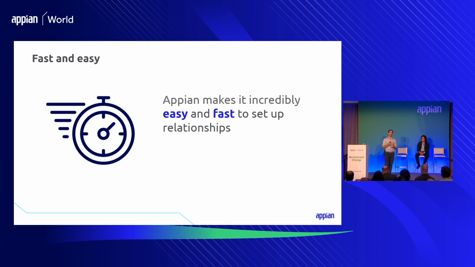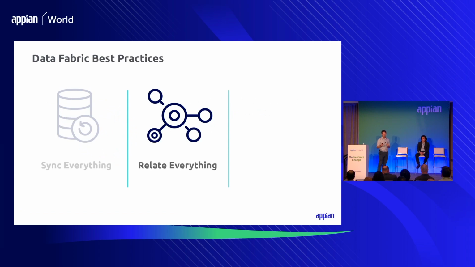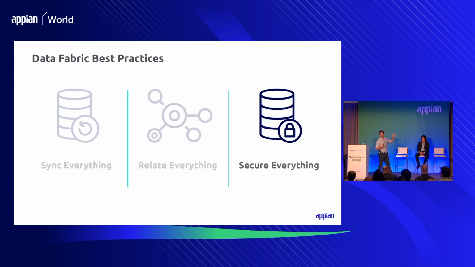Setting up that inverse relationship is just a single click. And I would argue you should always set it up both ways, just to help your people report on them later, help your business users. All right, so sync everything, relate everything. What's the third one? Secure everything.